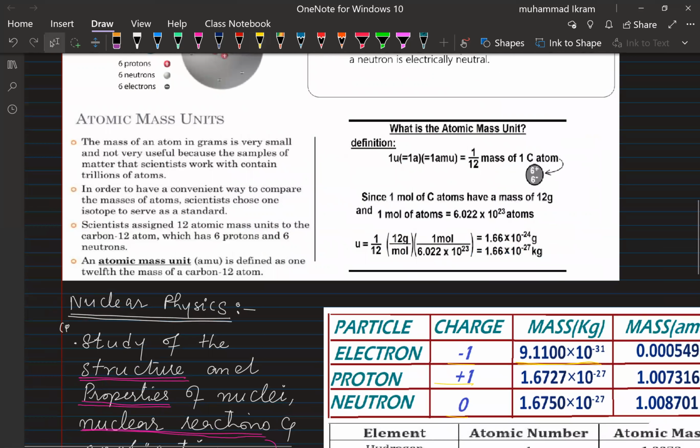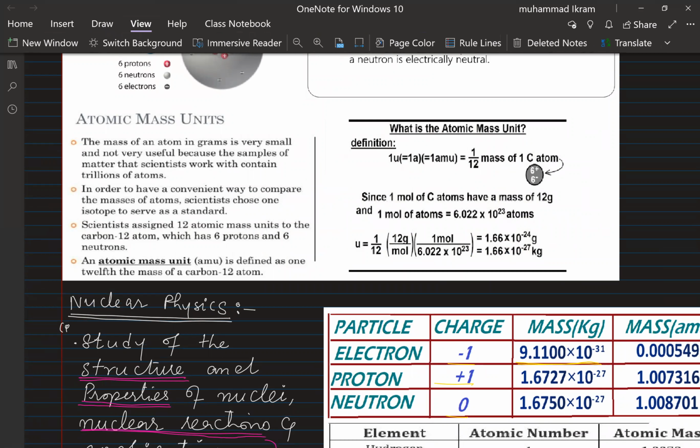Now, what are the atomic mass units? The mass of an atom in grams is very small, as I told, and not very useful because the samples of matter that scientists work with contain trillions of atoms. So this is why we cannot use it for experimental purposes. In order to have a convenient way to compare the masses of atoms, scientists choose one isotope to serve as a standard, because for everything we choose a standard for our measurement.